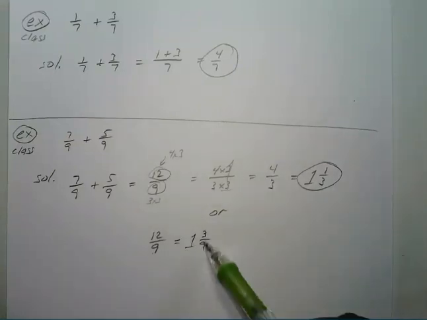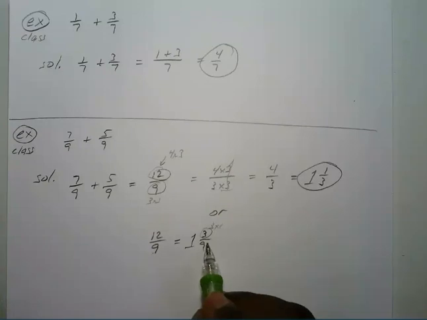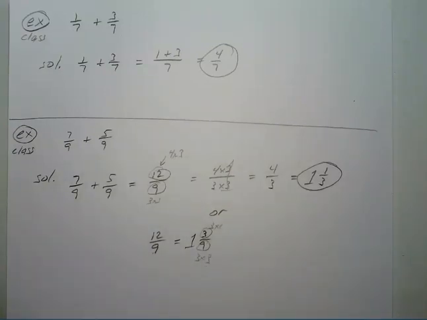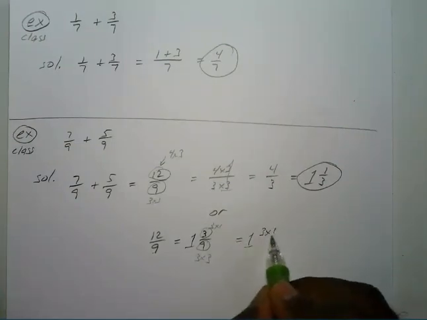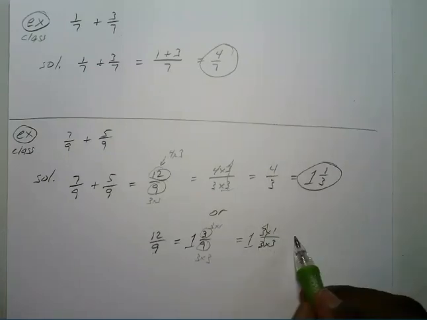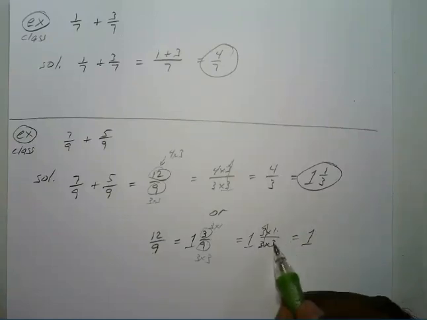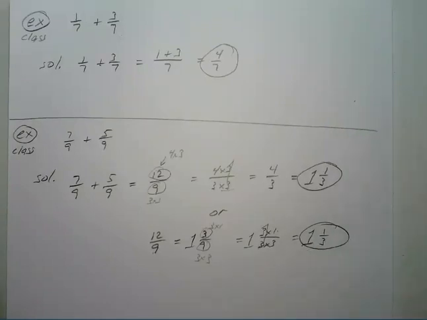Okay. Now the fractional part of this mixed number we can actually reduce because 3 is 3 times 1 and 9 is 3 times 3. So that gives us 1, 3 times 1 over 3 times 3. Any value divided by itself is just 1. So that leaves us with 1 1/3. So either way it goes, you'll get the exact same answer. It's just a matter of preference more than anything.